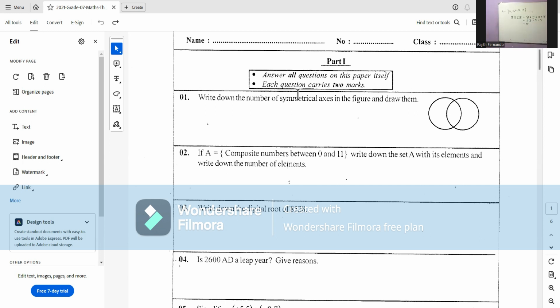Is 2600 AD a leap year? Give the reason. How can we find whether it is a leap year or not? If it is a leap year, it should be divided by 4. It should be divided by 4. Then that can be divided by 4.